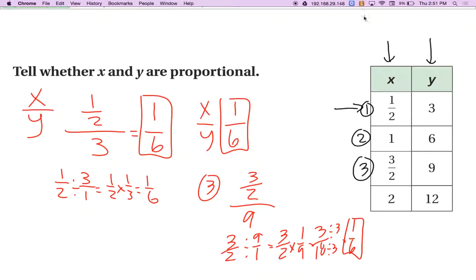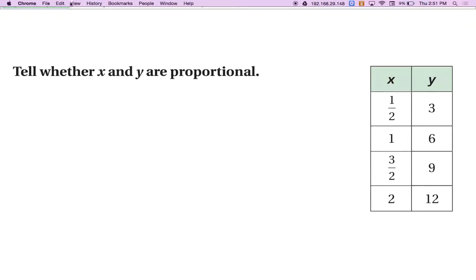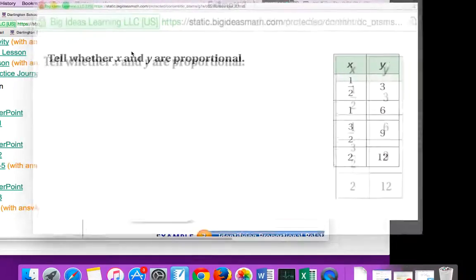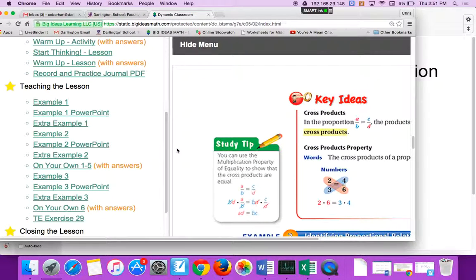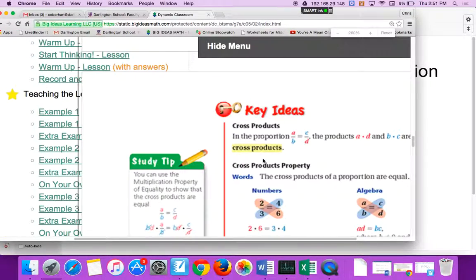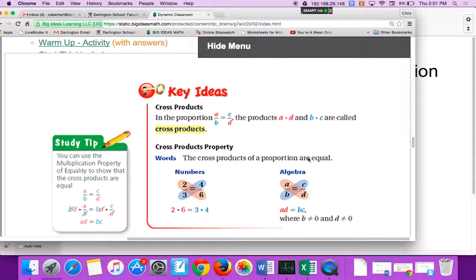So that's the second way. Another way we want to look at is the cross product. I want to say it's a cheating way unless you understand where it comes from, but it does work. It says the cross products in the proportion a/b = c/d.